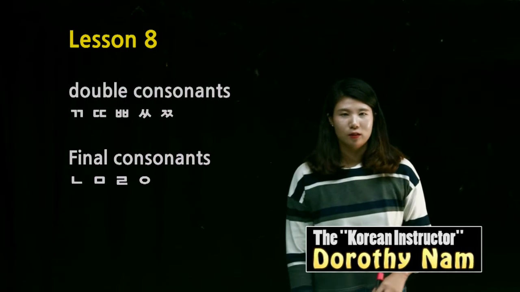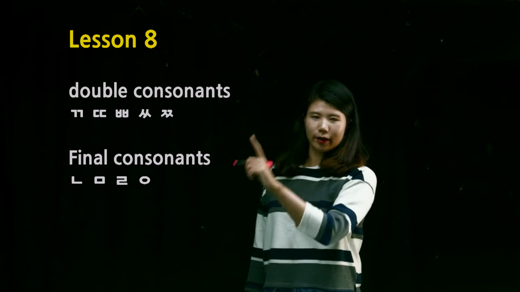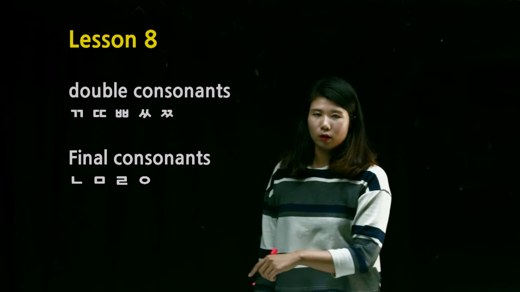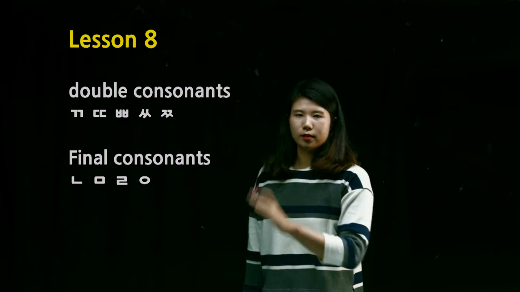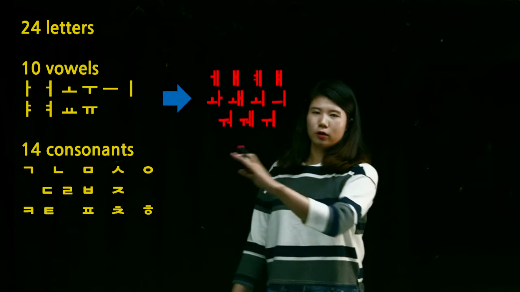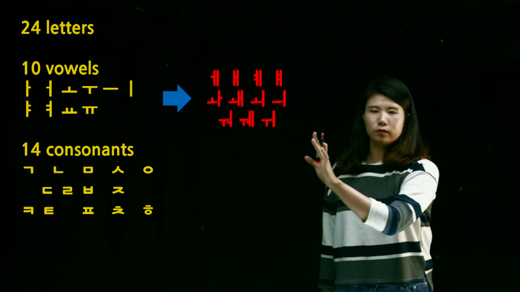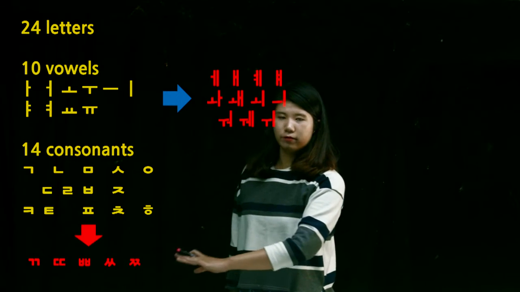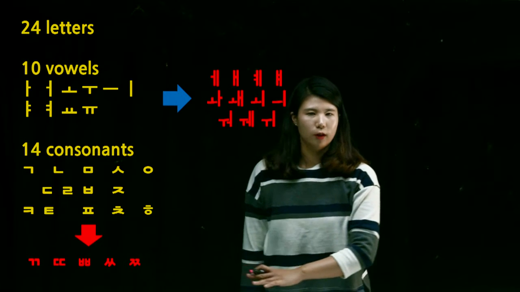Today we will be learning two interesting things: one is double consonants, and the other is final consonants. There are more, but we will only be learning 4 today. Remember last time we learned 10 vowels, 14 consonants, and also the 11 combined vowels. Today we will be learning 5 double consonants. They are not that hard, so do not be worried.